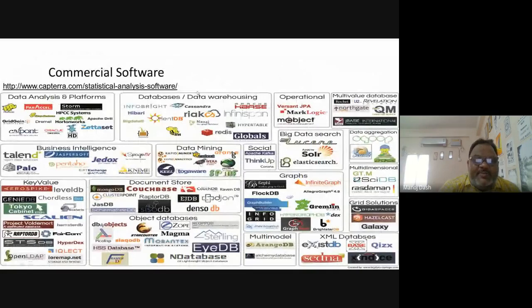These are software available for data mining. These are the software: Rapid Miner, Keel, Togaware, Weka for big data search, Solr for search, databases, data warehousing. These are Redis, Cassandra. If you want to go for data analysis, then Storm and others. Okay, these are different softwares for different things.